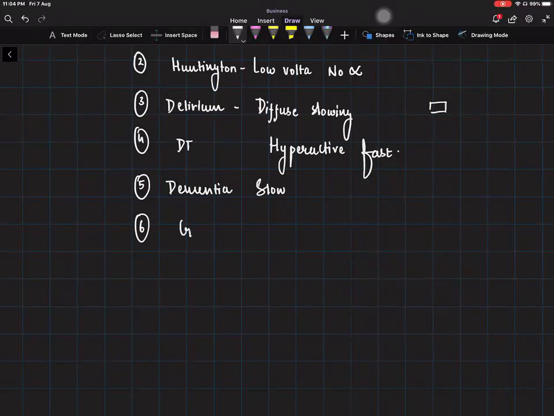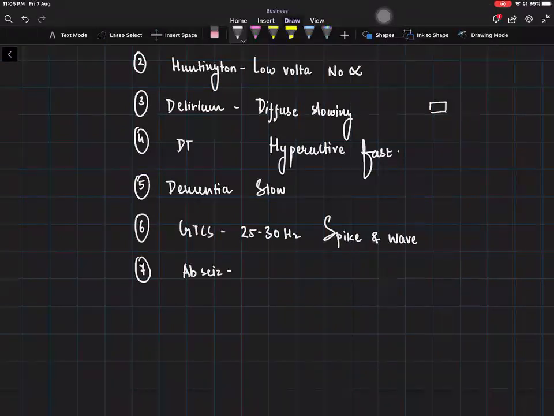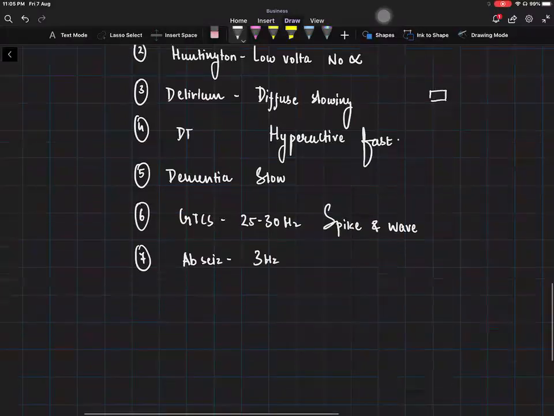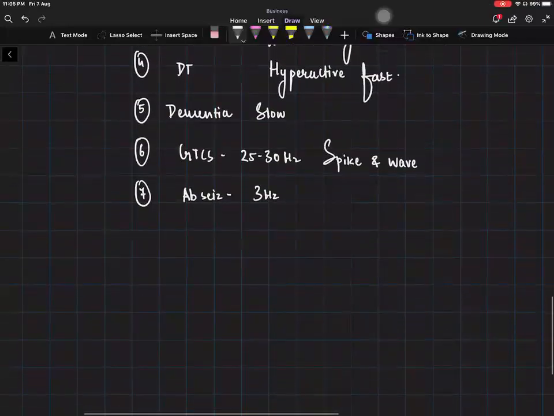Your generalized epilepsy, or your GTCS, would essentially have a 25 to 30 hertz spike and wave pattern. And your absence seizures would essentially, I think, have a 3 hertz pattern, and that would also be spike and wave, that you would have in your absence seizure. And if it is a complex seizure, then again it will be just like GTCS. It will not be focal. It will be throughout the brain.